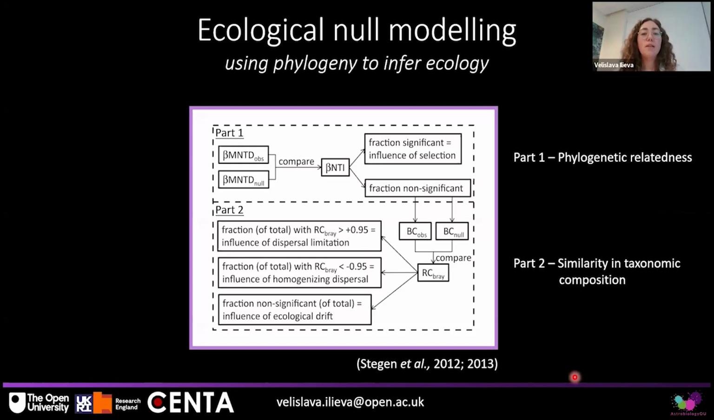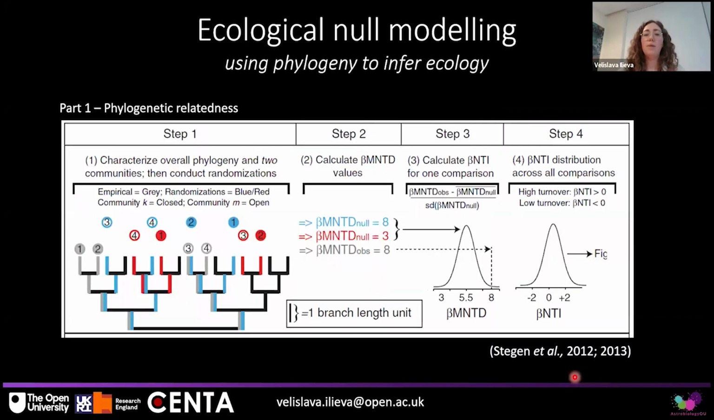This is a type of beta diversity metric where we're comparing two communities, but multiple times. So for part one of the analysis, I wanted to understand which communities are more closely related to each other than expected by chance and which are less. And then for part two, I looked into the similarity in taxonomic composition, but I'll go into a bit more detail about each part now.